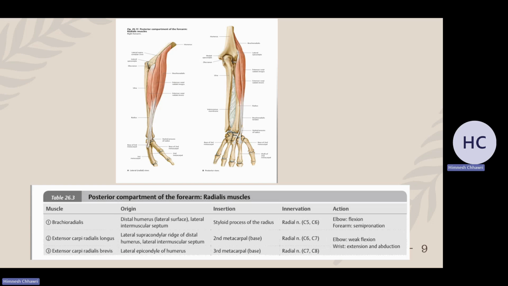What was the insertion of the flexor carpi radialis? Second and third metacarpal. Correct. So it's easy to remember the insertion: second metacarpal for extensor carpi radialis longus, and extensor carpi radialis brevis, third metacarpal. Origin, lateral epicondyle. Easy. Innervation, radial nerve. Posterior compartment also innervation, radial nerve.